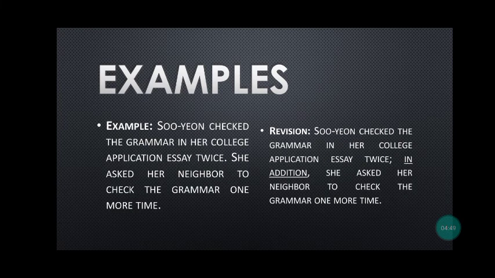All right. Another example, Soo Yoon checked the grammar in her college application essay twice. She asked her neighbor to check the grammar one more time. We can revise it like this. Soo Yoon checked the grammar in her college application essay twice. In addition, she asked her neighbor to check the grammar one more time. However: just like the word but, only for longer sentences.